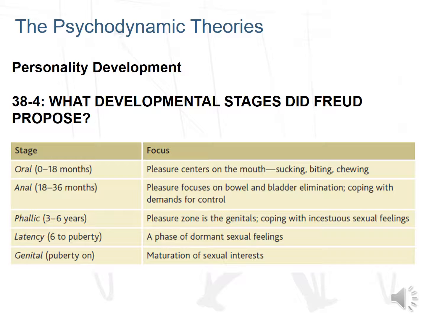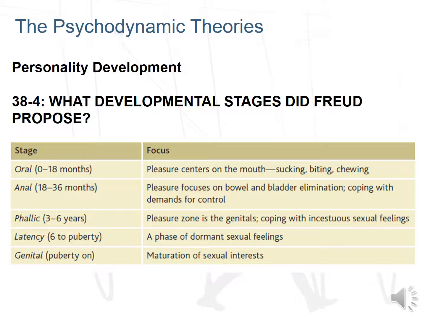Freud did propose that our personalities change through certain developmental stages. There are 5 stages according to Freud. The first stage is oral, 0 to 18 months. The pleasure centers on the mouth are the focus: sucking, biting, and chewing. The second stage is the anal stage from 18 to 36 months. Pleasure focuses on bowel and bladder elimination, coping with demands for control.